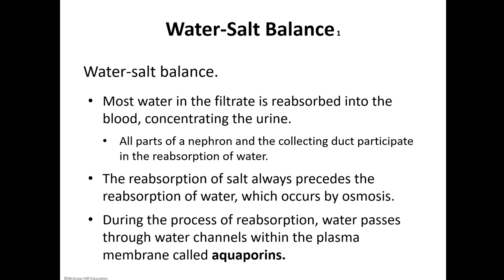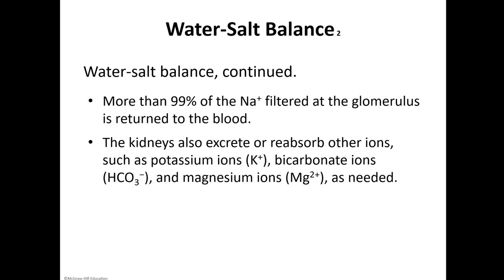Most water in the filtrate is reabsorbed into the blood, concentrating the urine. All parts of the nephron and the collecting duct participate in reabsorption of water. The reabsorption of salt always precedes the reabsorption of water, which occurs by osmosis. During reabsorption, water passes through water channels within the plasma membrane called aquaporins. More than 99% of sodium filtered at the glomerulus is returned to the blood. The kidneys also excrete or reabsorb other ions such as potassium, bicarbonate HCO3-, and magnesium Mg2+, as needed.